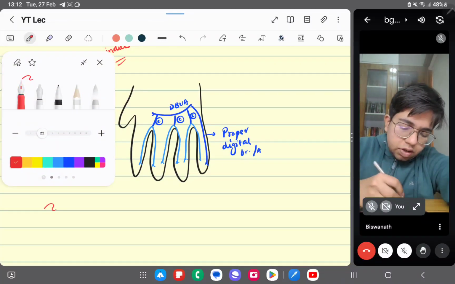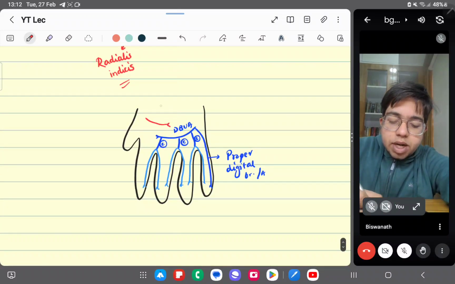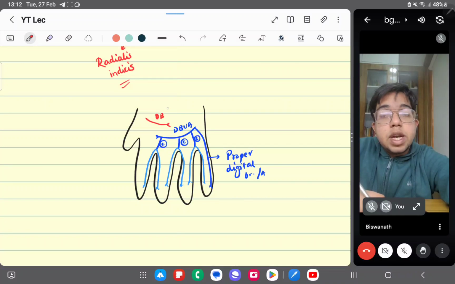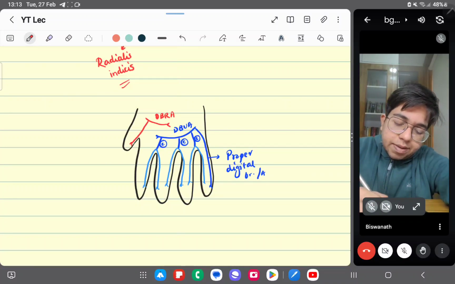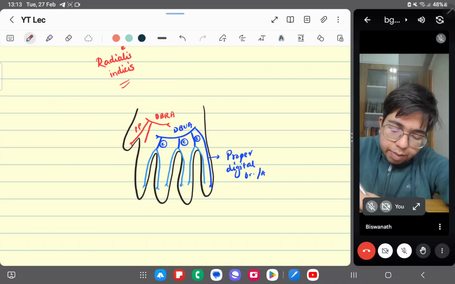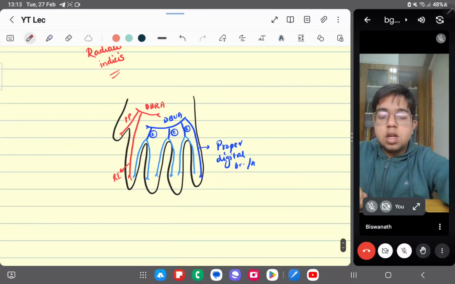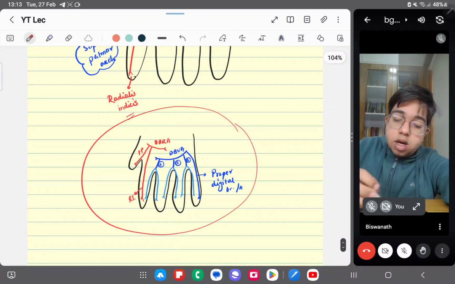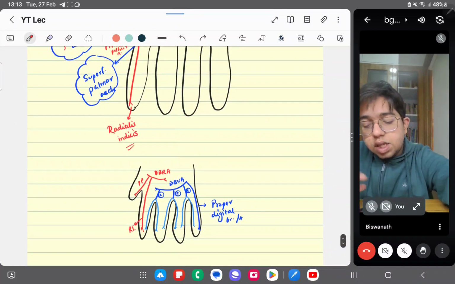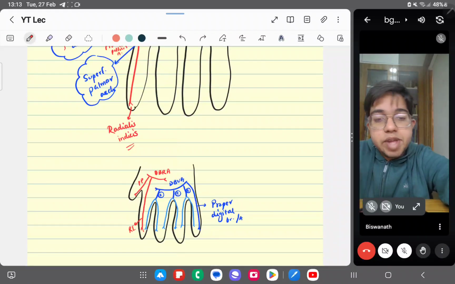Okay, and as usual, from which branch? From the deep branch of your radial artery, DBRA, we had two branches, that is your princeps pollicis, I am writing PP, and your RI, that is your radialis indicis. So this is the whole arterial supply of the hand.